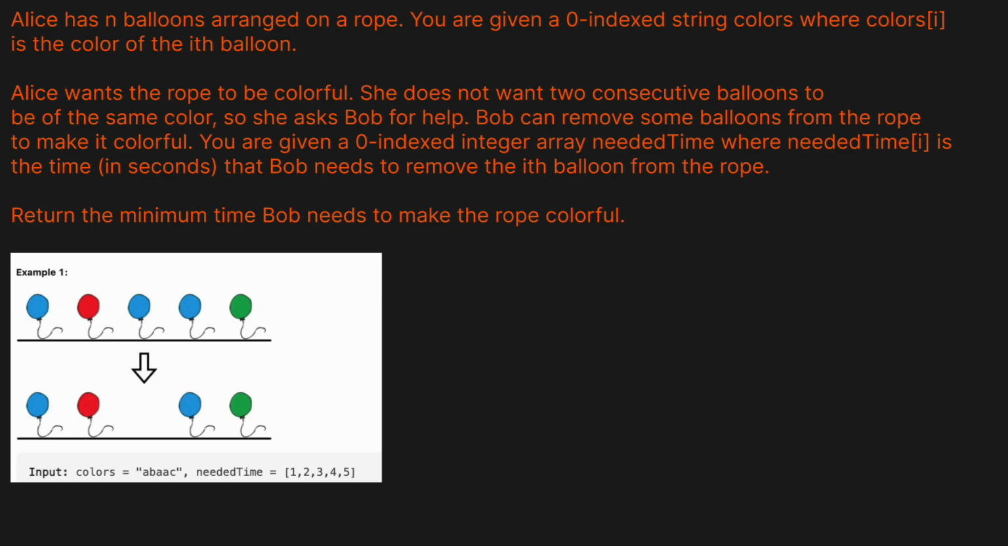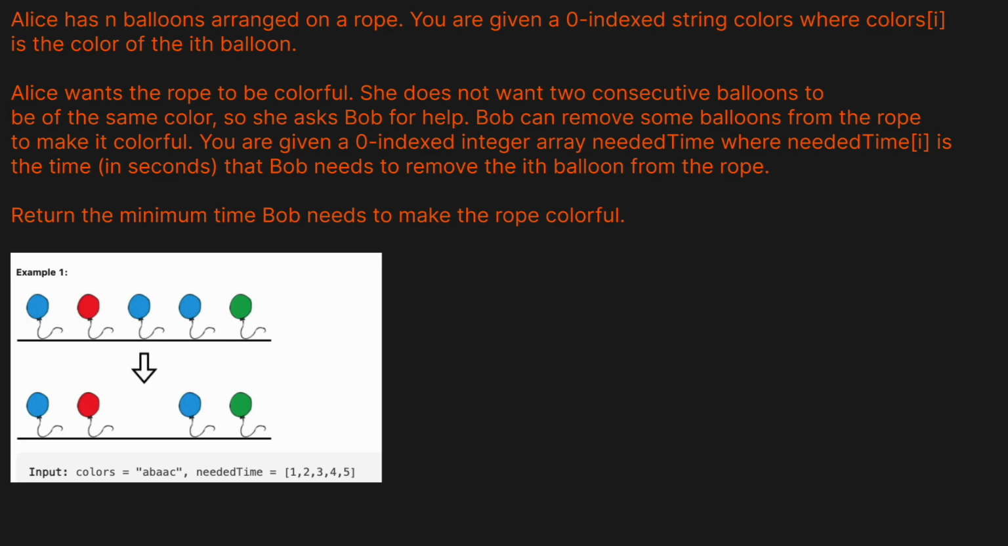Alice has n balloons arranged on a rope. You are given a zero-indexed string colors, where colors[i] is the color of the ith balloon. Alice wants the rope to be colorful. She does not want two consecutive balloons to be of the same color, so she asks Bob for help. Bob can remove some balloons from the rope to make it colorful.